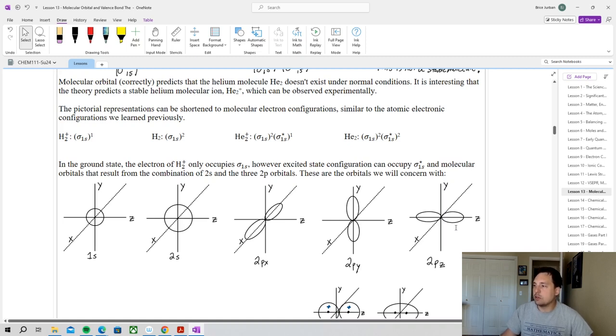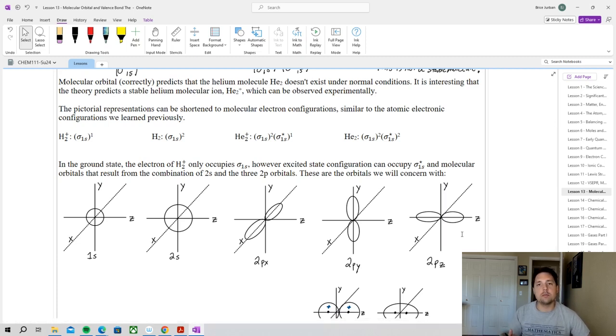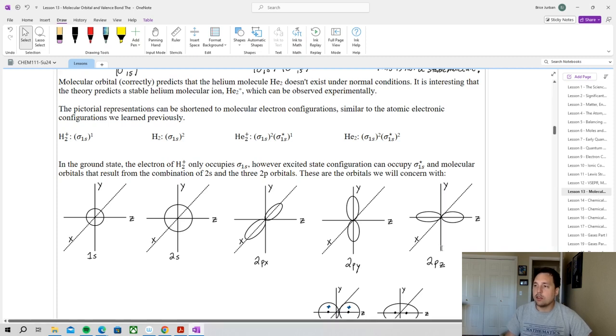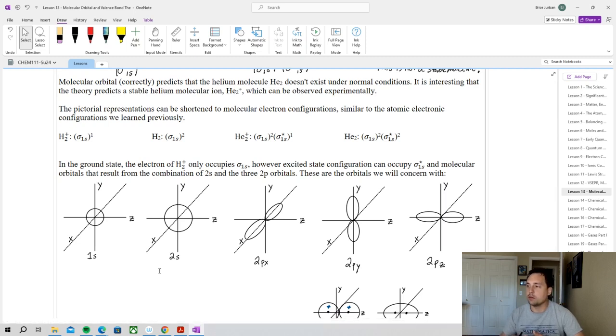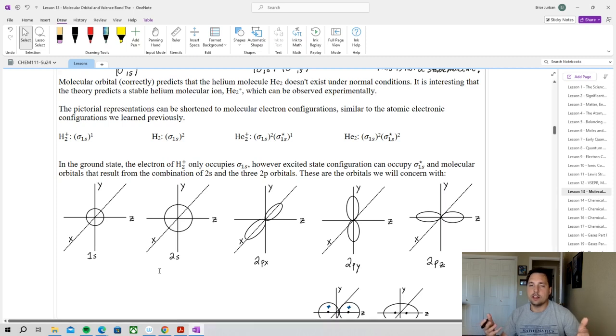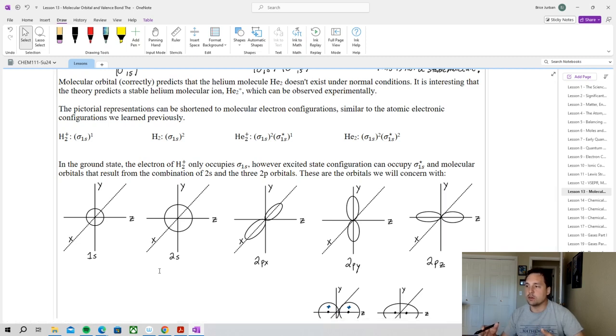All right, so let's begin to look at what happens when we make molecular orbitals from other orbitals. So we can make use of the p orbitals as well. Although the hydrogen molecular ion in its ground state will only occupy the sigma 1s molecular orbital, it can occupy additional molecular orbitals in excited states. So let's combine 2s orbitals and 2p orbitals to create some new types of orbitals.